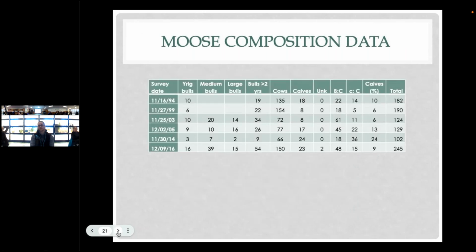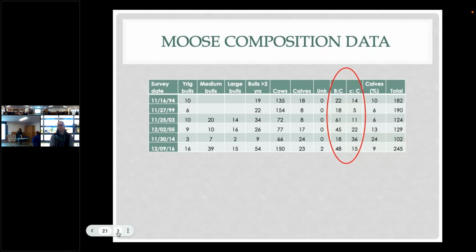So this is the moose composition for the Martin River side. This is again the column I want you to pay the most attention to. So you can see when I flew in 2014, we had a bull cow ratio of 18 bulls per 100 cows and a huge calf cow ratio. 36 calves per 100 cows is a very good calf cow ratio. We saw 102 moose. We went back 2 years later and saw more than twice as many moose with the same effort and a whole lot more bulls. And what that told me is these calves grew up and they recruited into that population.